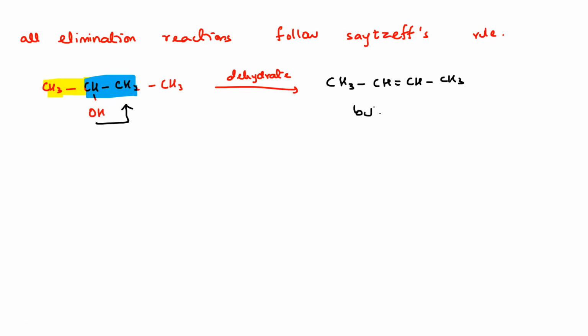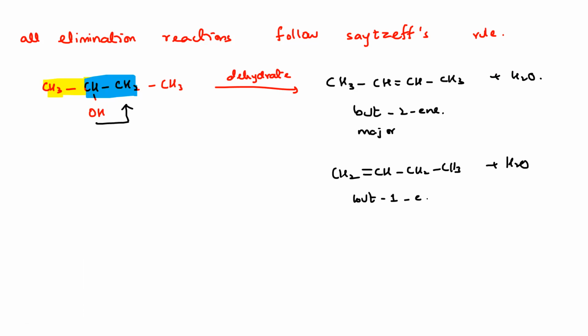So that's but-2-ene with water. However, the minor product can be the other thing. It can be CH2=CH-CH2-CH3 with water. That's but-1-ene, the minor product.